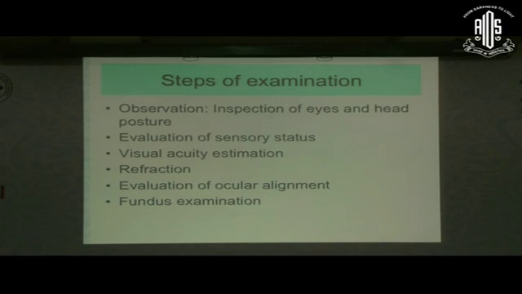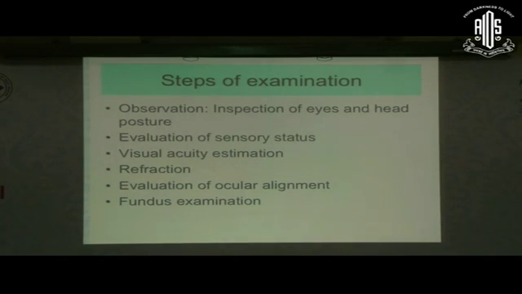Observe. Inspection of the eyes and head posture. Next. Normally, what do we do in ophthalmology? We check what next? Vision, right? But here, look at that. I have written evaluation of the sensory status followed by visual acuity estimation. Why? Anybody? Why do we do binocularity tests before we do vision?